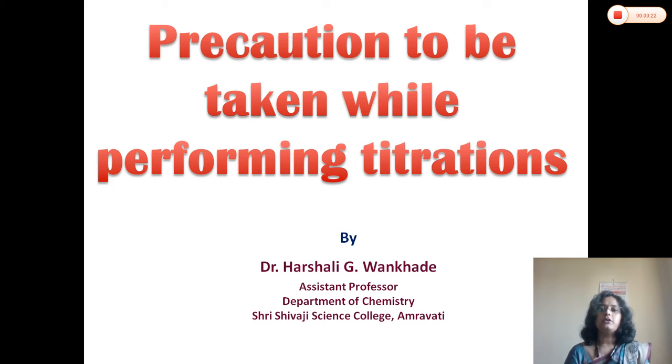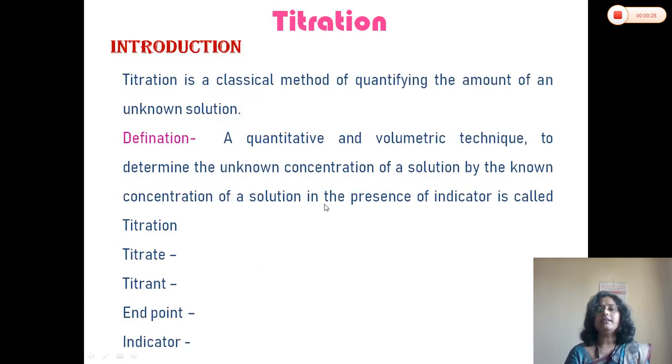Today we are going to discuss the precautions to be taken while performing the titration. Now the question arises, what is titration? It is a basic experimental determination method which we often use in a chemistry laboratory to determine the concentration of an unknown solution. Titration is a classical method of quantifying the amount of an unknown solution, and we can define titration as a quantitative and qualitative technique to determine the unknown concentration of a solution by a solution of known concentration in the presence of an indicator.